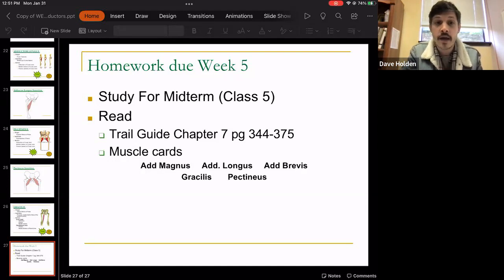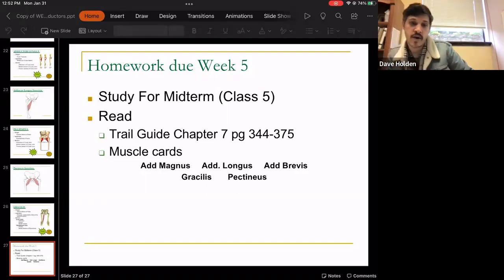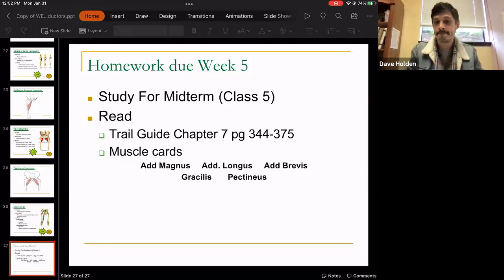When you guys come to class after our little break, these are the 5 muscle cards that are going to be due: magnus, longus, brevis, gracilis, pectineus. So the muscle cards that I want to see coming up this week when you come to class are what? Quads and sartorius. Right? The vastus medialis, sartorius, rec fem, those guys. Cool.